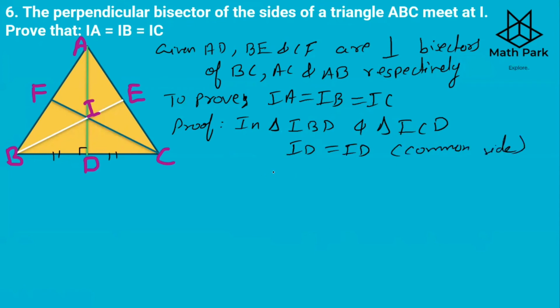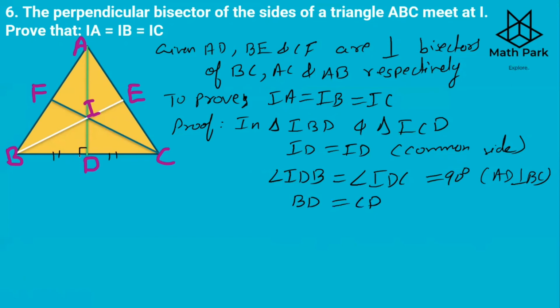Then you have angle IDB equal to angle IDC is equal to 90 degrees because AD is perpendicular to BC. Correct. And then the third thing we have is BD is equal to CD. Why? Because AD is the perpendicular bisector of BC. AD divides it, so this is also given.